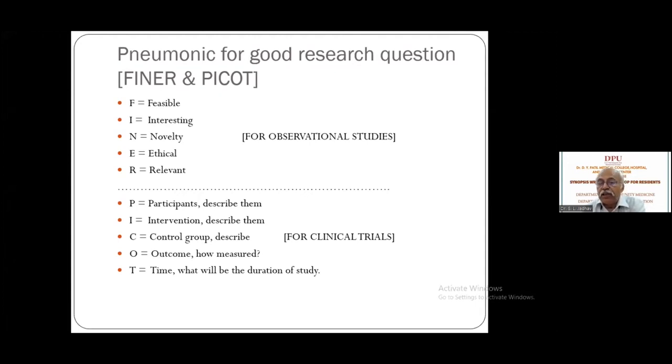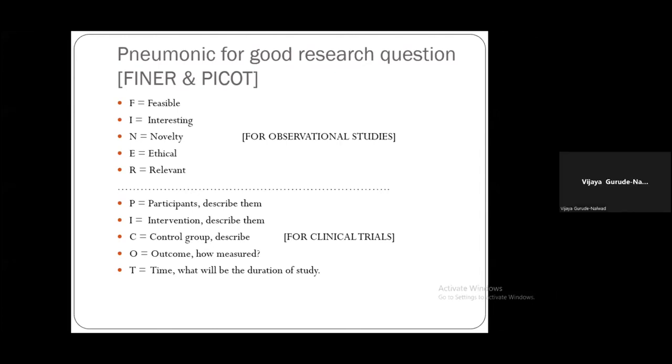P is you have to define, you have to think in the research question, who will be the participants, and describe the participants subsequently in your materials and methods. As I said, when you think of the research question, you have to think through into the next section also. Who will be the participants? I. What would be the intervention? New drug or new procedure or new surgery? You have to describe that in detail.